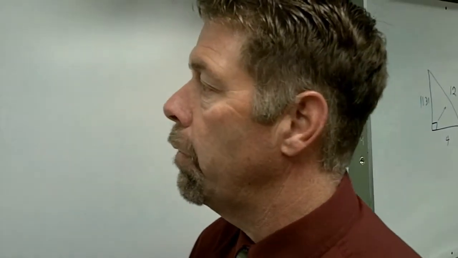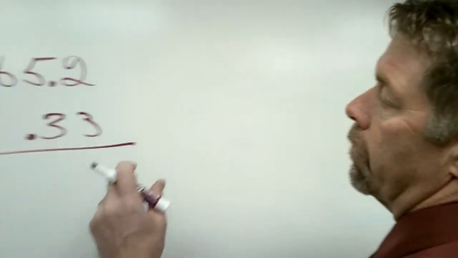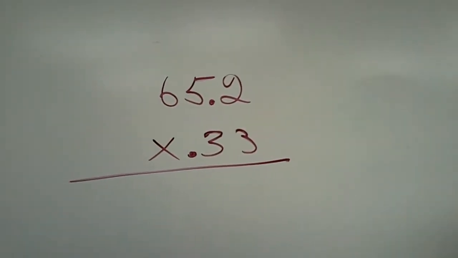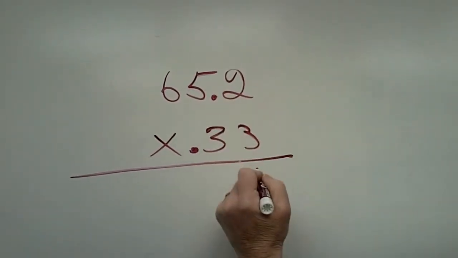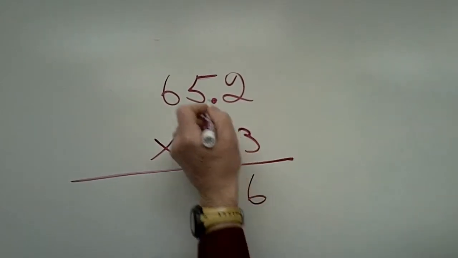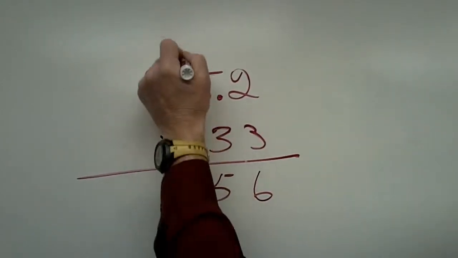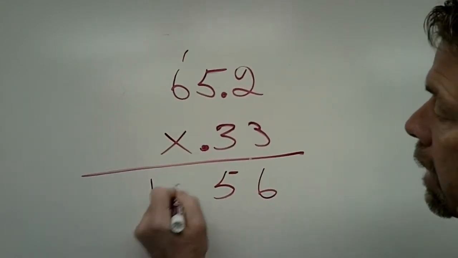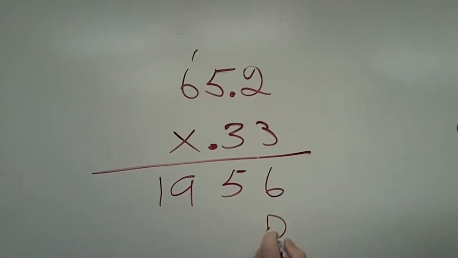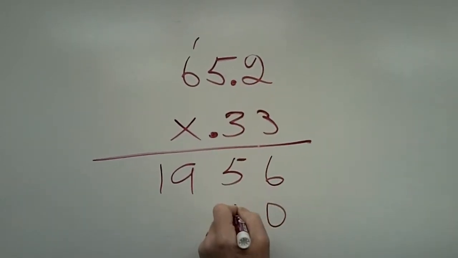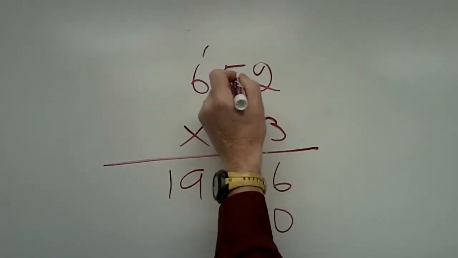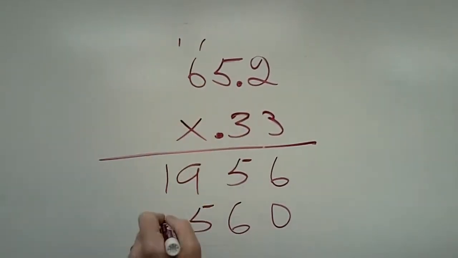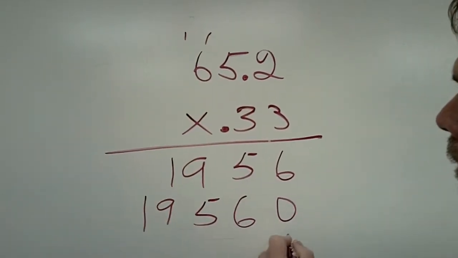Okay, so let's go through and make sure you got this right. First thing we do is do the operation just like we would any other time. Okay, 3 times 2 is 6. 5 times 3 is 15. Carry the 1. 3 times 6 is 18, plus 1 is 19. Put in our placeholder here. 3 times 2 is 6. 3 times 5 is 15 again. And we carry the 1. 3 times 6, so it's 19.